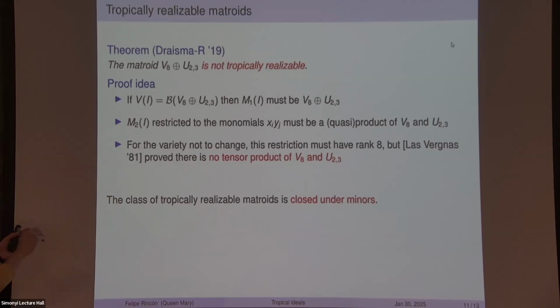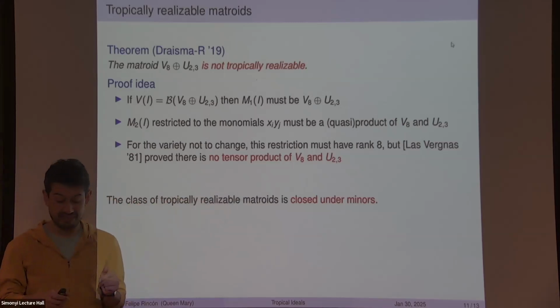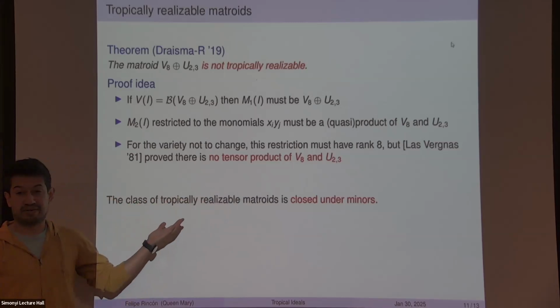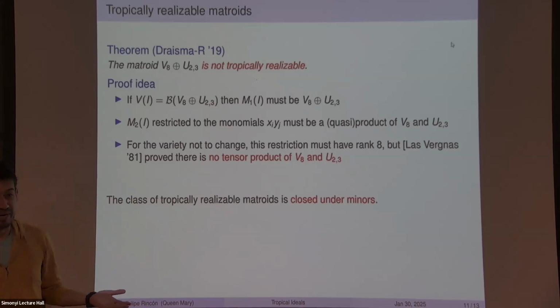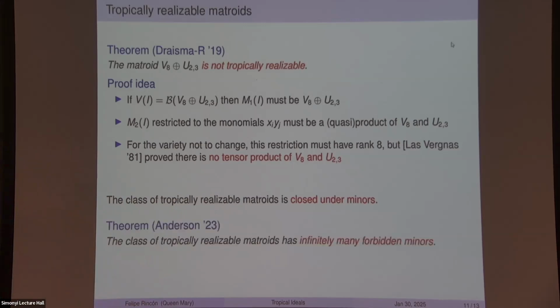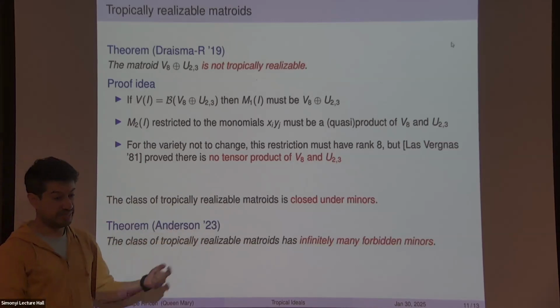Like in every subset, delete the monomials that use that variable. That preserves being a tropical ideal and gives you deletion and contraction. But then, of course, the question is, what are the forbidden minors for this class of matrices? So my student, Nick Anderson, in his thesis, showed that there are infinitely many forbidden minors.